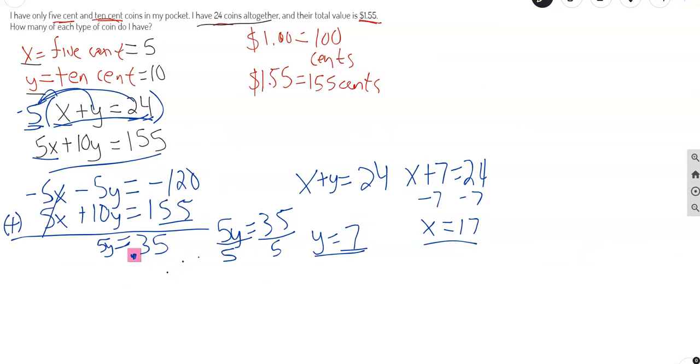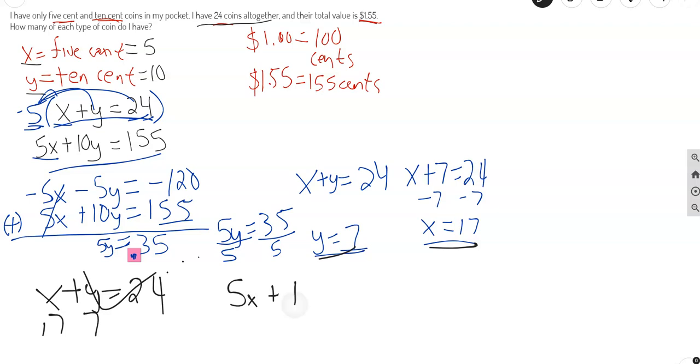Step 4. Once you find your x and y, you must check that they are correct. You could have a mistake. So, first equation is x plus y equals 24. x is 17. y is 7. 17 plus 7 equals 24. So our first equation is correct. Our other equation, going to take a little bit of math. 5x plus 10y equals 155.